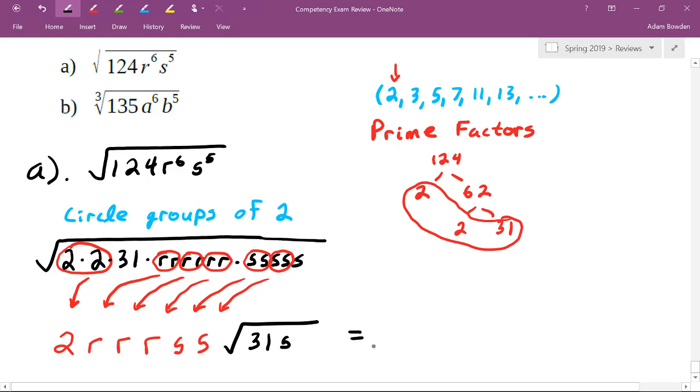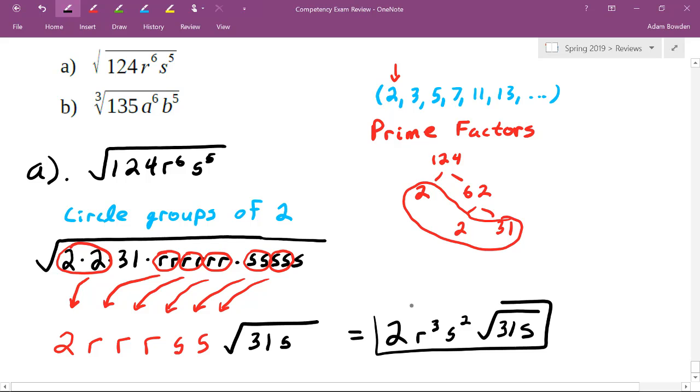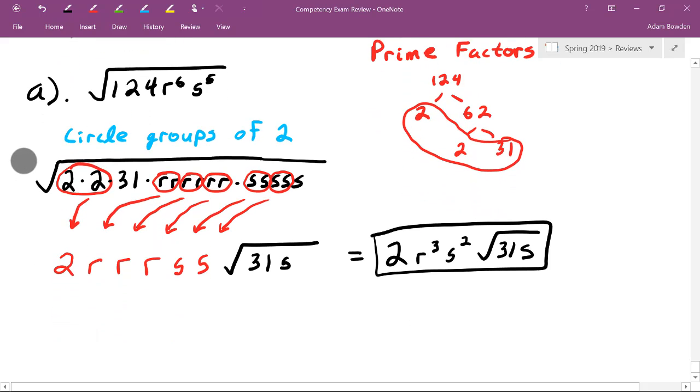Okay, and then what we'll do is bring this all back together, 2, and then we have r times r times r, that's r to the 3rd, s to the 2nd power, and the square root of 31s. Okay, so that's the idea. Prime factors, breaking it down, and then write all the variables out and then circle in groups of 2.